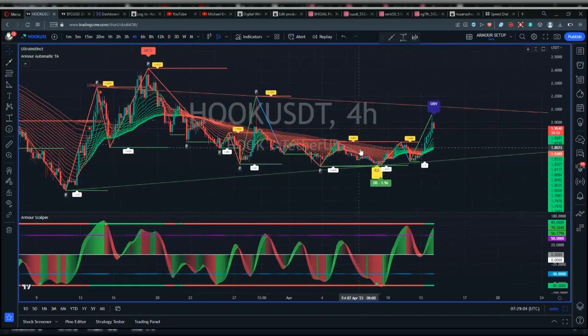Orange line, bear trap again, price went down. Blue line, bull trap, orange line, price went down. Blue line, bear trap, price went up. Orange line, bull trap, price went down. Blue line, bear trap, price went up. So this trap detection is amazing, and you can trade between this zone with the help of scalper here.